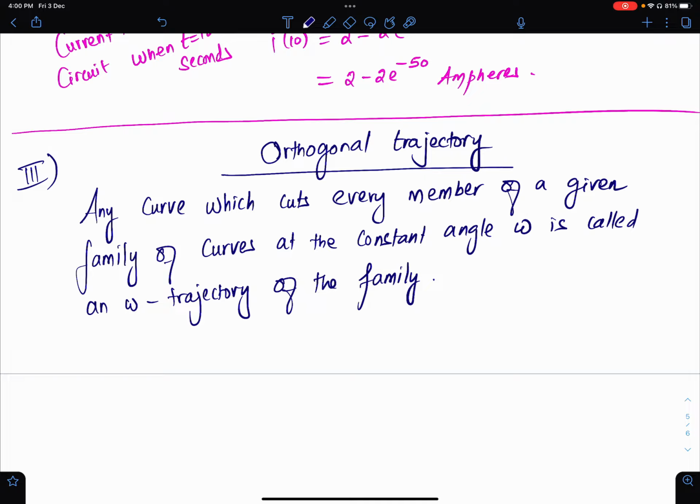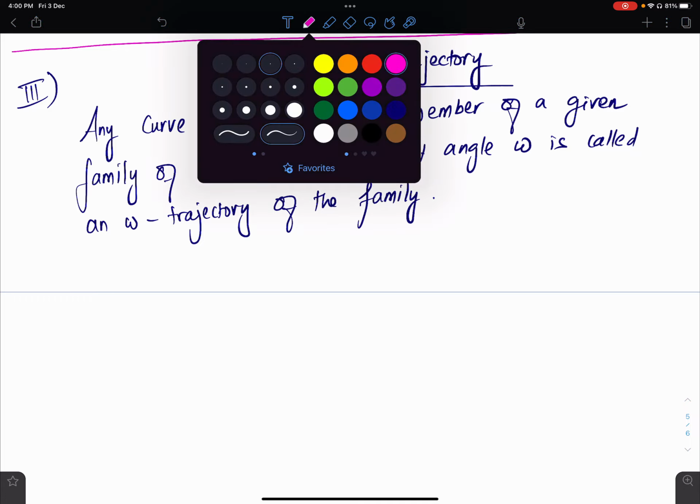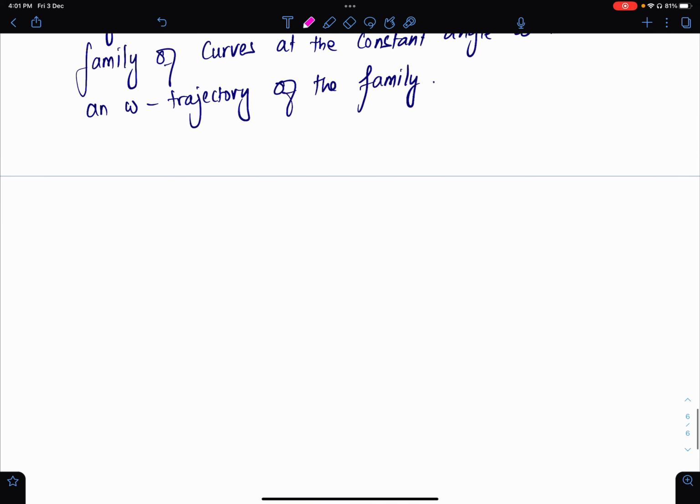Take a family of curves. Family, in the sense I already told, involves some arbitrary constant. The number of curves in your family is infinite, so don't forget. If any curve is intersecting or cutting every member of the family at some constant angle omega, then it is called an omega trajectory. But our concept is orthogonal trajectory. Whenever they use the word orthogonal, don't forget they speak about 90 degrees.